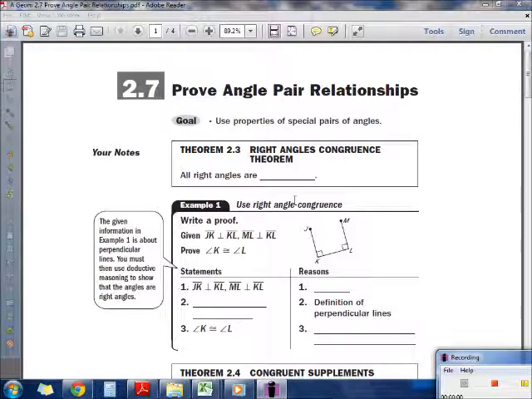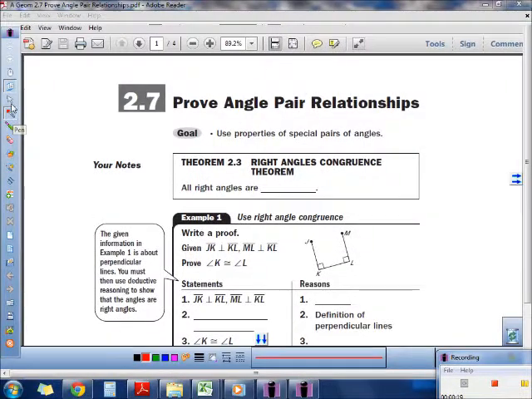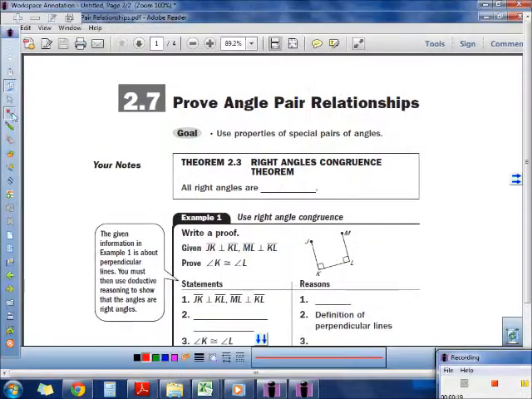Today's lesson talks about using properties of special pairs of angles. So the first little thing we got to do is understand these theorems. The first one says right angles congruence theorem. It says all right angles are congruent, and you could just put the congruent symbol if you'd like. So go ahead and do that. The congruent symbol. That's a good fast way to write congruent.